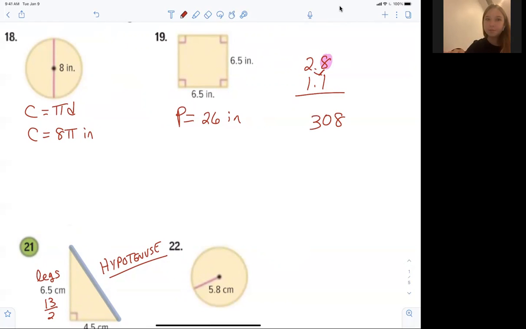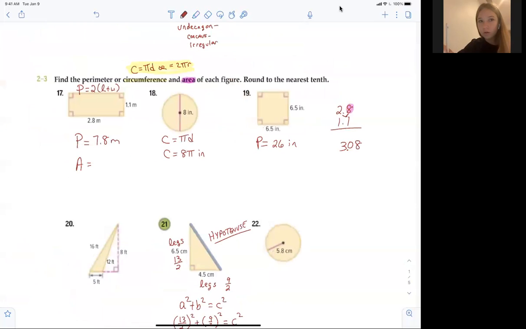Then how many places do you move the decimal? 2. There you have it. 3.08. So area is 3.08 meters squared. Okay? Anybody have any questions with that?